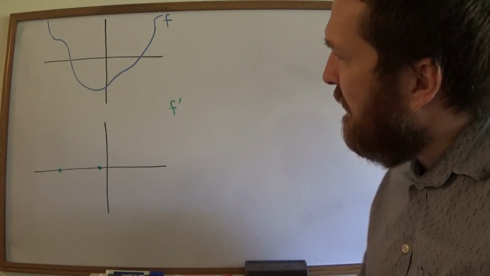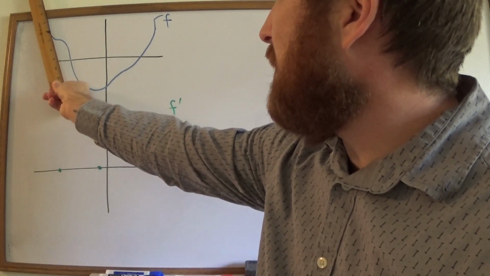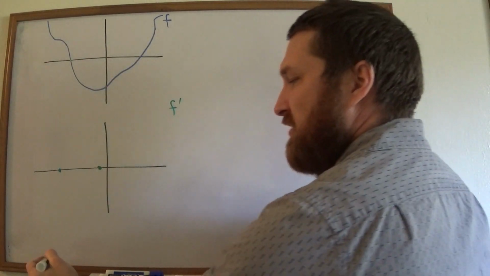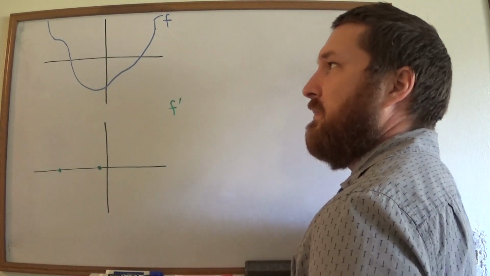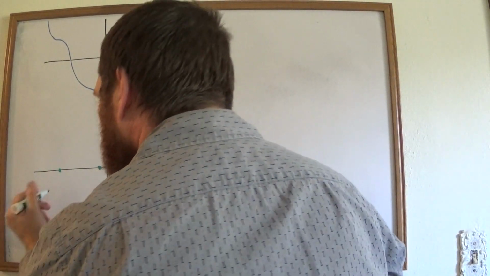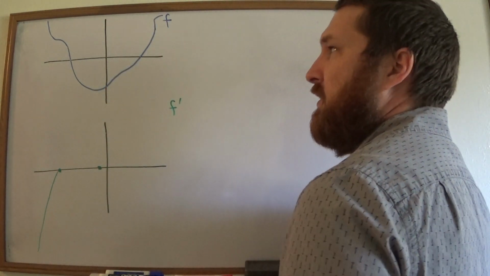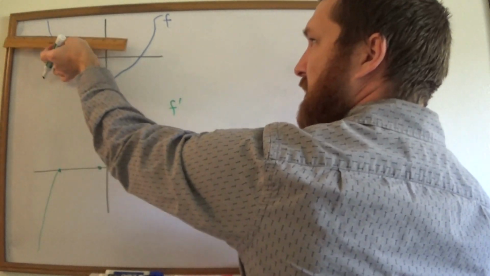Now, let's think about this. It starts very negative and then abruptly gets less negative. So that means it must start very negative and quickly shoot up to get to 0. So I'm going to go ahead and do that. Something like that. Starts very negative, gets less negative, and gets to 0.